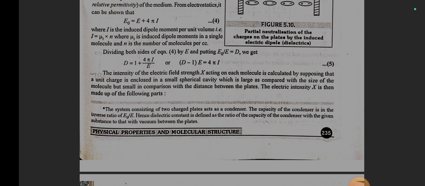The intensity of electric field strength X acting on each molecule is calculated by supposing that a unit charge is enclosed in a small spherical cavity which is large as compared with the size of the molecule but small in comparison with the distance between the plates. The electric intensity X is then made up of the following parts.